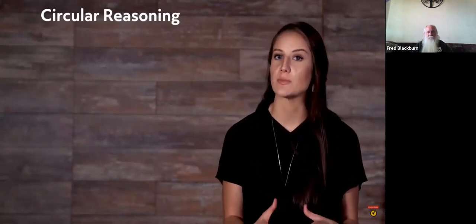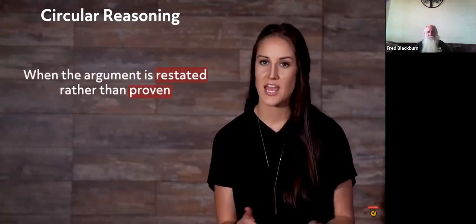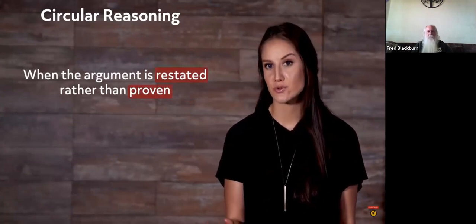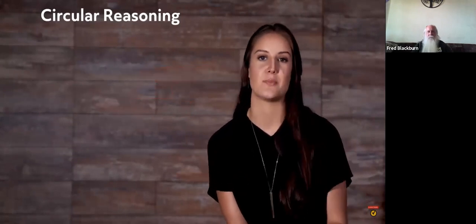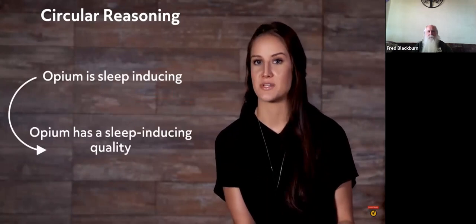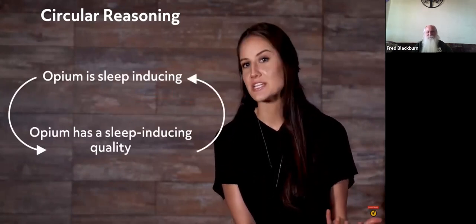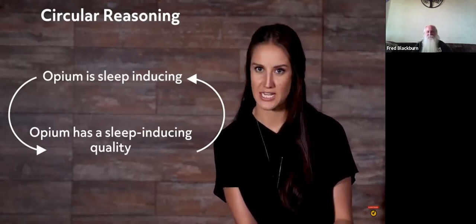Circular reasoning. Circular reasoning or circular argument is when the argument is restated rather than proven. In other words, instead of explaining why something is or isn't true, you just fall back on the original argument as proof. Here's an example. Opium is sleep-inducing because it has a sleep-inducing quality. You haven't really explained why opium is sleep-inducing. You just confirm that it is in fact inducing.